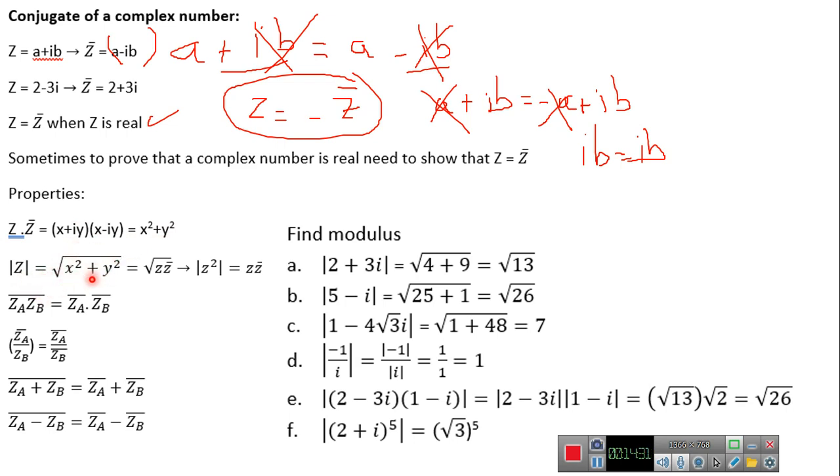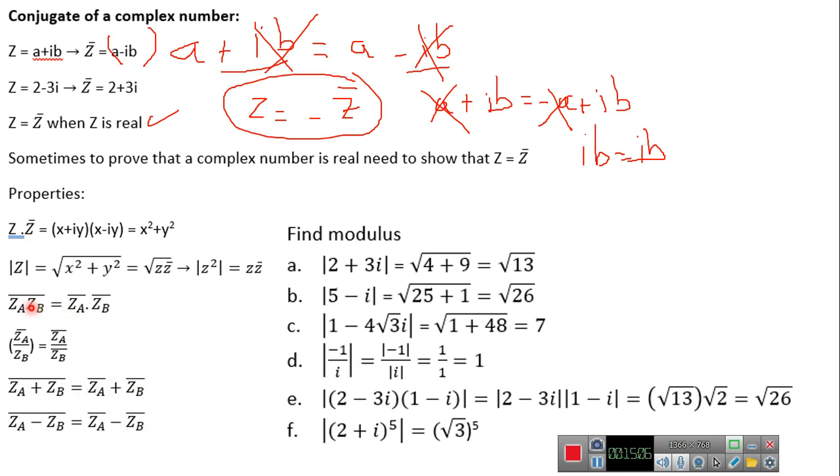Properties. Z times Z bar is x plus iy into x minus iy, which is equal to x square plus y square. But we know the norm of Z is radical x square plus y square. But x square plus y square is Z Z bar, so it's the square root of Z Z bar. So if you square both sides, the norm of Z square, don't forget, is equal to Z Z bar. So the norm of Z square equals Z Z bar.